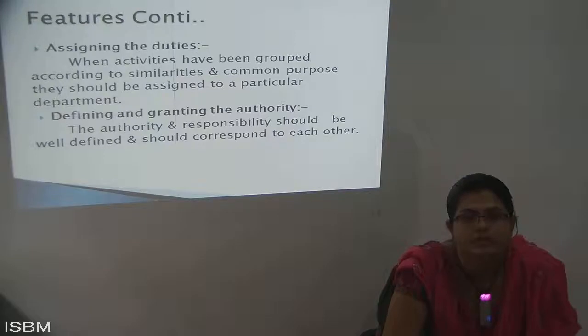If you have been given a long-term duty, you need to perform that long-term duty. You can't say you can do it for a short period of time; it is for the longer period only. So that is why, when you are in the organization, you need to follow defining and granting the authority.